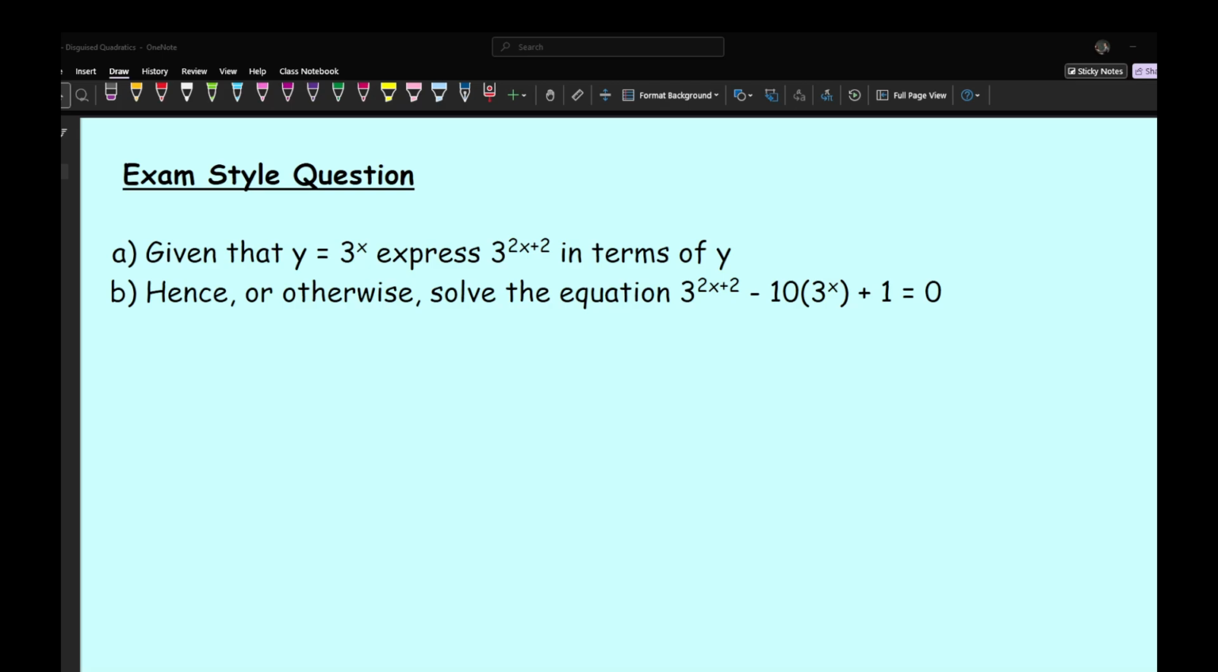So now let's have a look at an exam style question. For question part a, it says given that y equals 3 to the x, express 3 to the 2x plus 2 in terms of y. So for this, let's have a look at this.